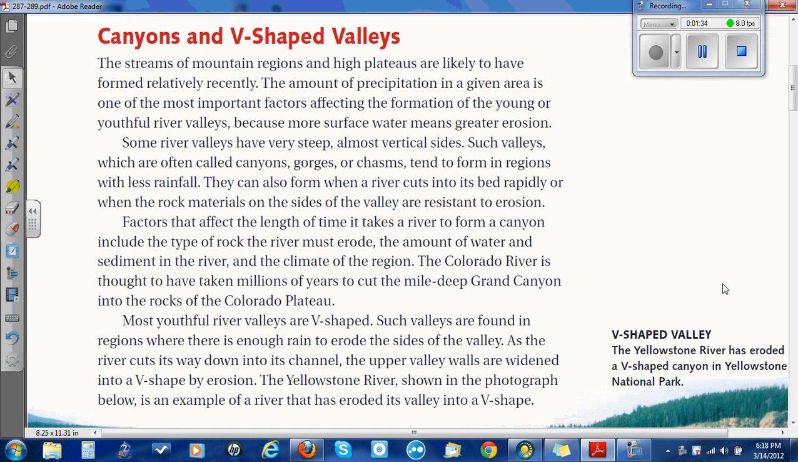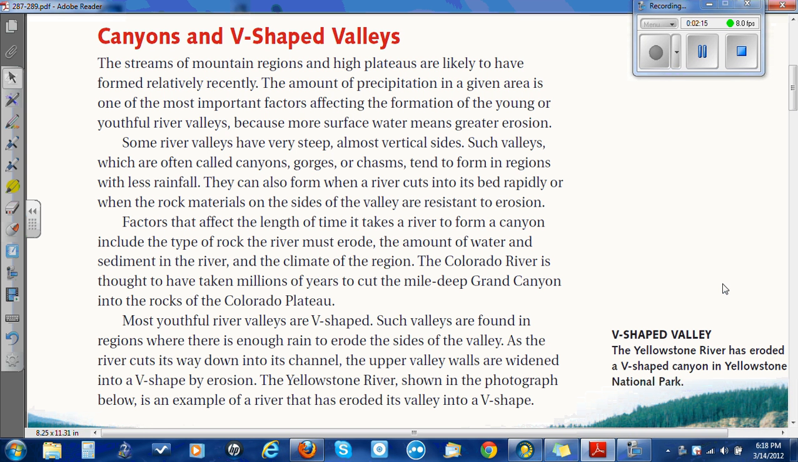Some river valleys have very steep, almost vertical sides. Such valleys, which are often called canyons, gorges, or chasms, tend to form in regions with less rainfall. They can also form when a river cuts into its bed rapidly, or when the rock material on the sides of the valley is resistant to erosion. Factors that affect the length of time it takes a river to form a canyon include the type of rock the river must erode, the amount of water and sediment in the river, and the climate of the region.